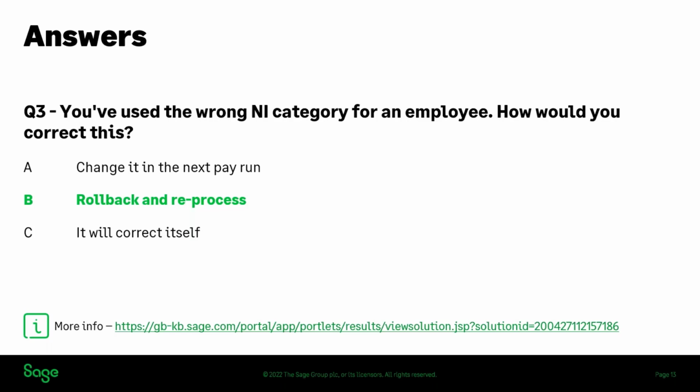But with national insurance, for non-directors and for table method directors, you will need to go back to the period you first made the mistake in and reprocess the pay on the correct NI category. So it's not going to correct itself. It would be lovely if it did. It's not as simple as changing it the next pay run. With this one, you do need to go back, and I'll be giving you a demo after the next question on the rollback wizard and also on those FPS adjustments.